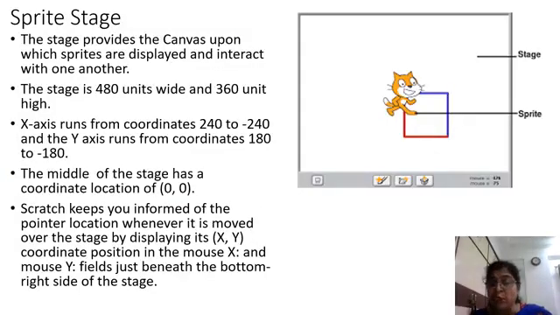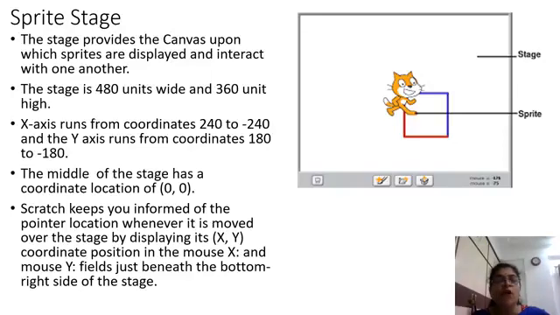Now the sprites stage. Stage means where it actually gets displayed. This is the stage. It provides the canvas upon which sprites are displayed and interact with one another. The stage is 480 units wide and 360 units high. 480 units wide means width-wise it is 480 and height-wise it is 360. The x-axis runs from coordinates 240 to minus 240, and the y-axis, this is the vertical range, runs from 180 to minus 180. The middle of the stage has a coordinate location of 0 and 0. That is, x-axis is 0, y-axis is 0.